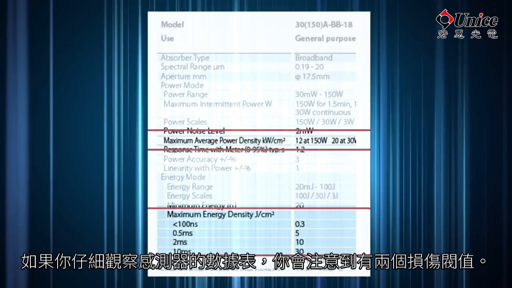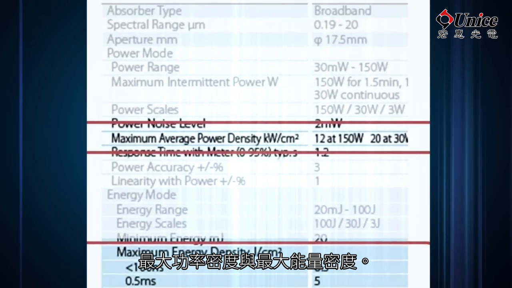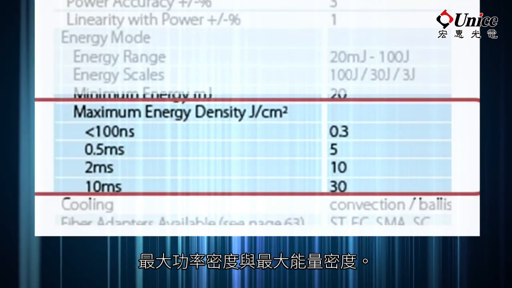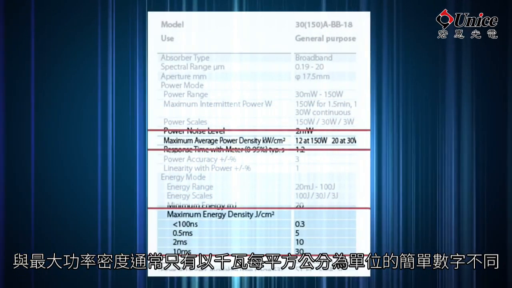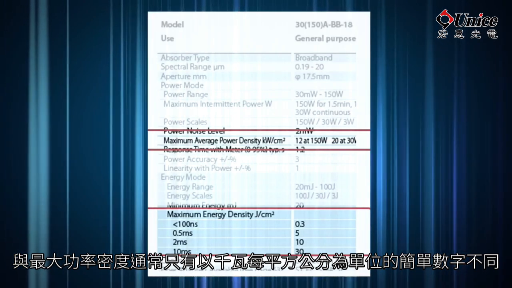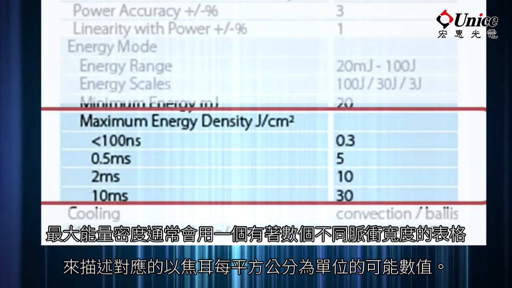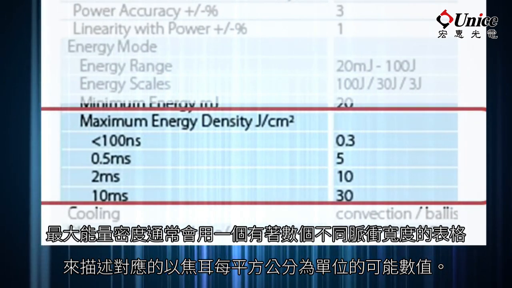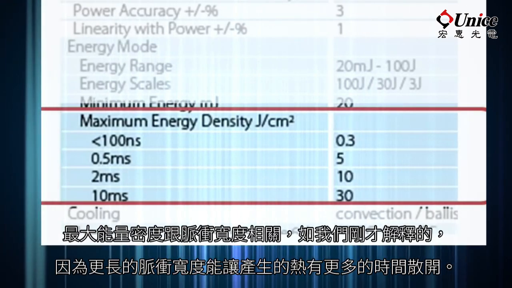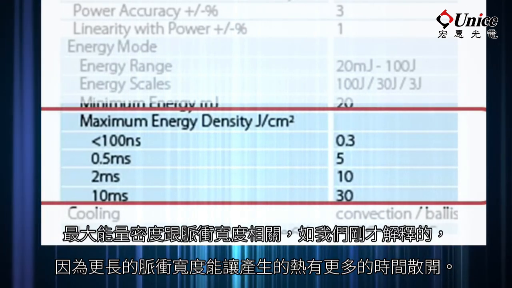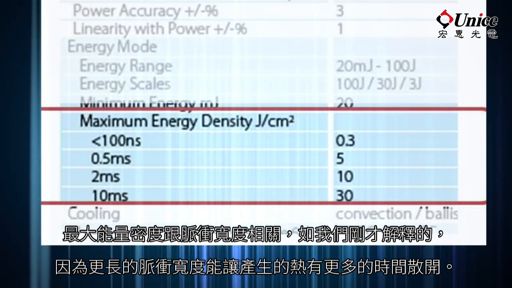If you look carefully at our sensor data sheets, you'll notice that there are two damage thresholds: maximum power density and maximum energy density. As opposed to maximum power density, which is usually a simple number in kilowatts per square centimeter, maximum energy density is usually portrayed as a table with several possible values in units of joules per square centimeter for several different pulse widths. The maximum energy density depends on the pulse width, as we just explained, because a longer pulse width allows more time for the generated heat to move out of the way.